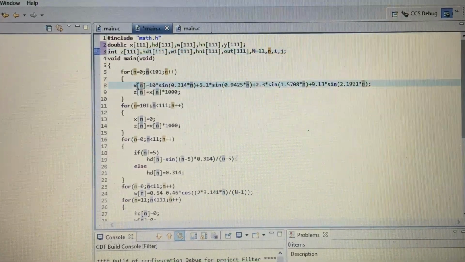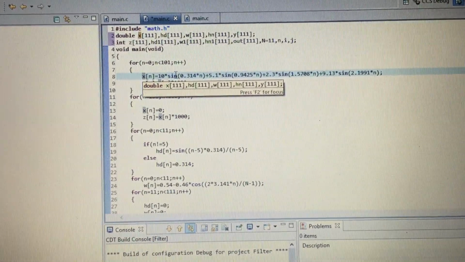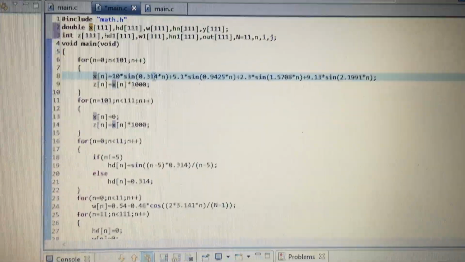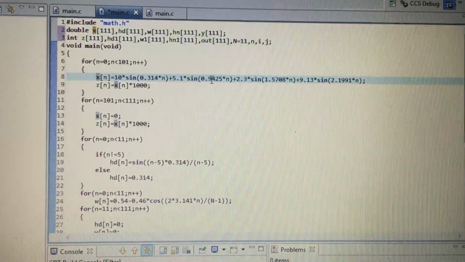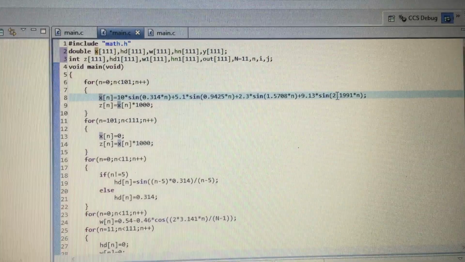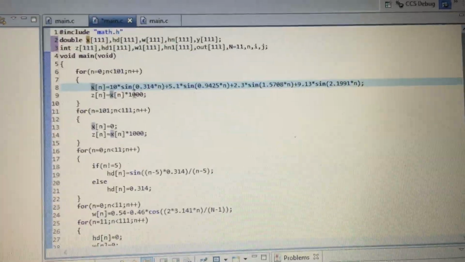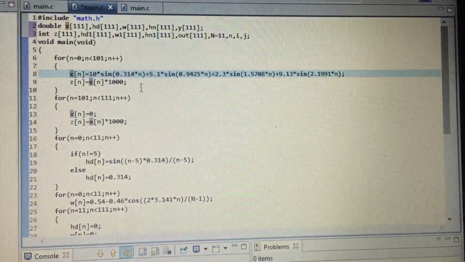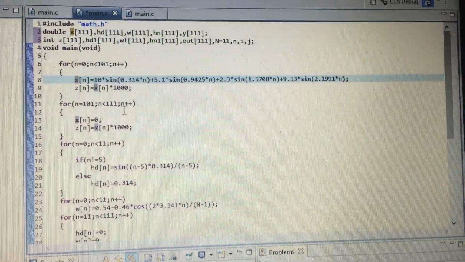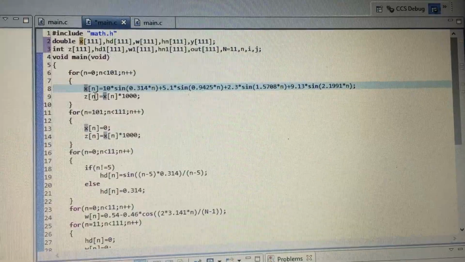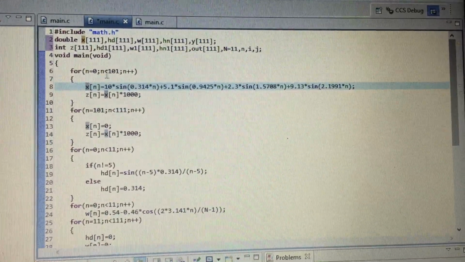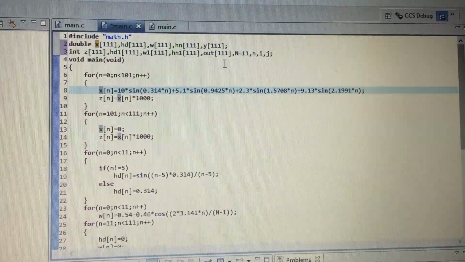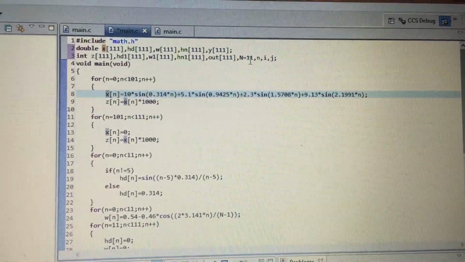Now here x is the input distorted signal, which contains the fundamental frequency of 50 Hz, third harmonic, fifth harmonic, and seventh harmonic. We are multiplying these values with 1000 as CCS cannot display the decimal points. Again, in this input signal we are taking from 0 to 100, so this will contain 101 values, and the length of the filter coefficient is 11.